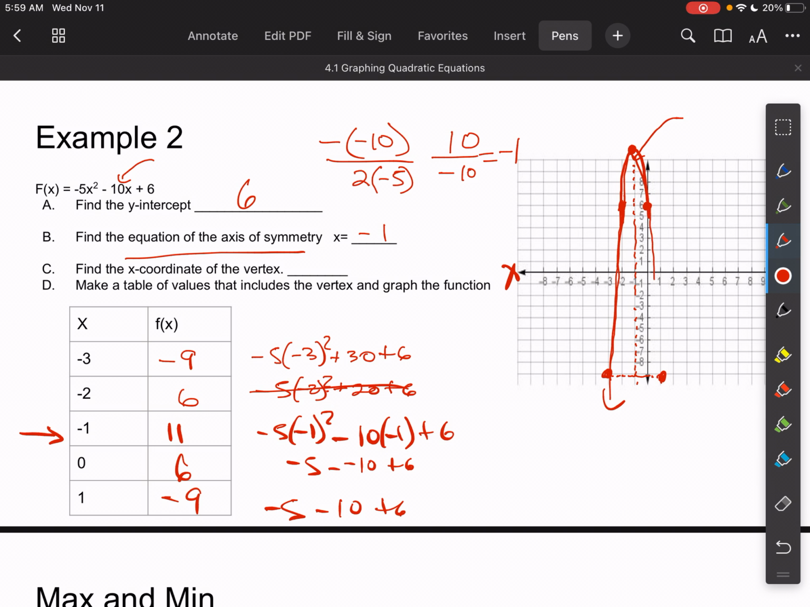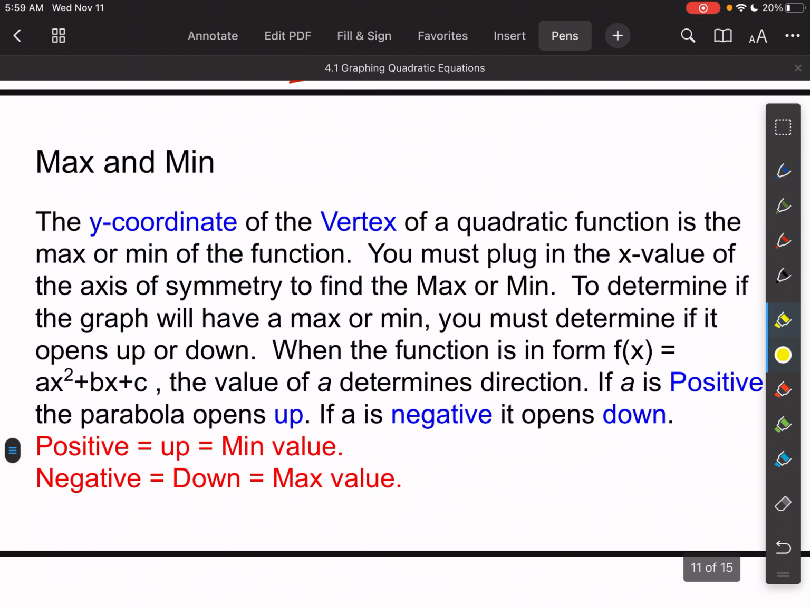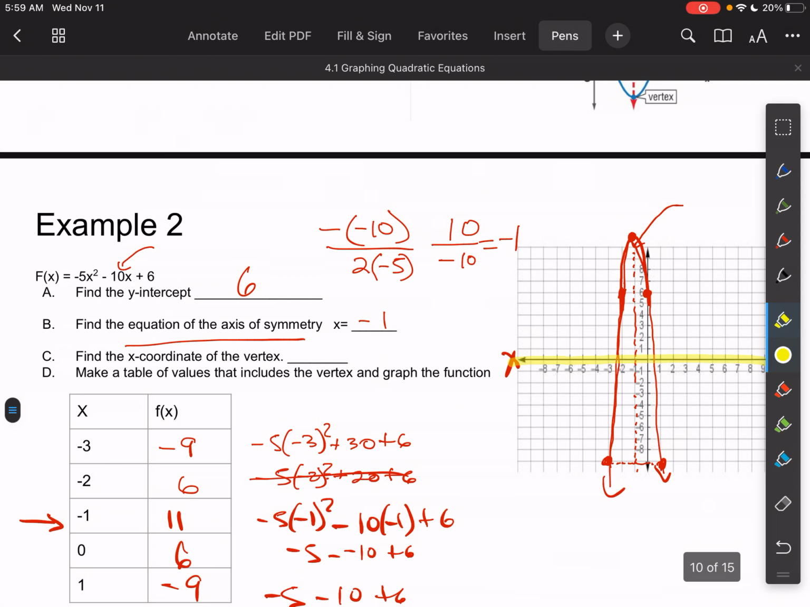Just checking that. Okay, so I know that I have roots between 0 and 1 and between negative 2 and negative 3, right? The roots, remember, happen on the x-axis. All right, so where it intersects that yellow line. So that's example 2. Now, the max and the min, you guys, don't even worry about this too much. It is important, but you already know it, right?